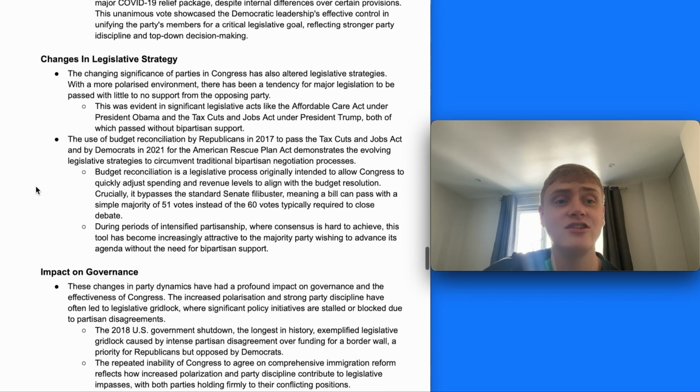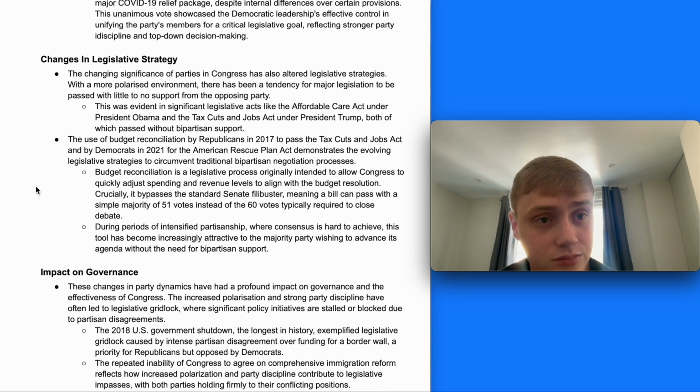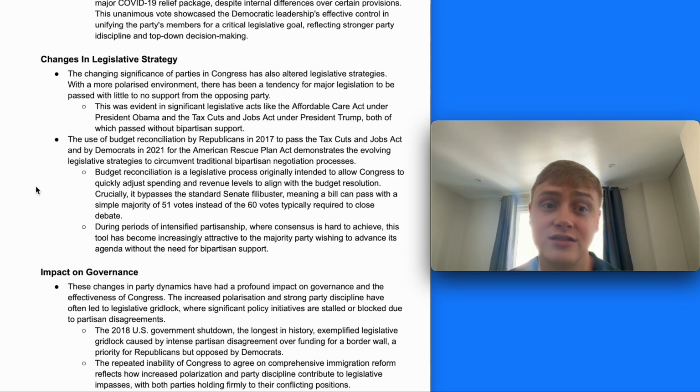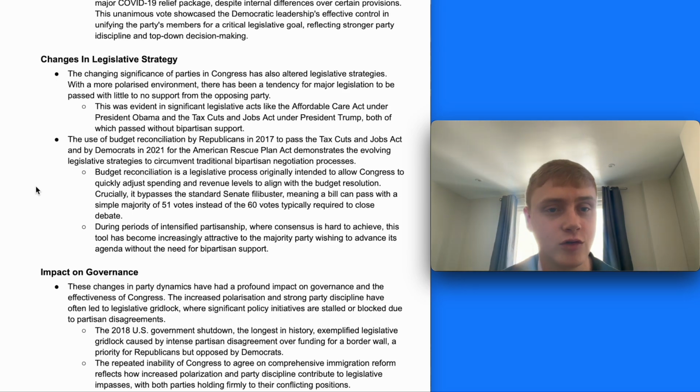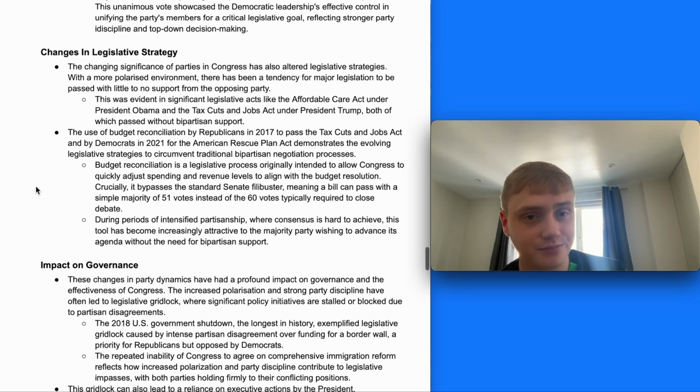Next key thing to have a look at is changes in legislative strategy. So with the more polarised political environment, there's been a tendency for more major legislation to be passed with little or no support from the opposing party, and this has effectively been a strategy. Because it's unlikely you're going to get support from the other party, you effectively have to find legislative efforts that your whole party can unify behind, as seen in the Affordable Care Act and the Tax Cuts and Jobs Act.